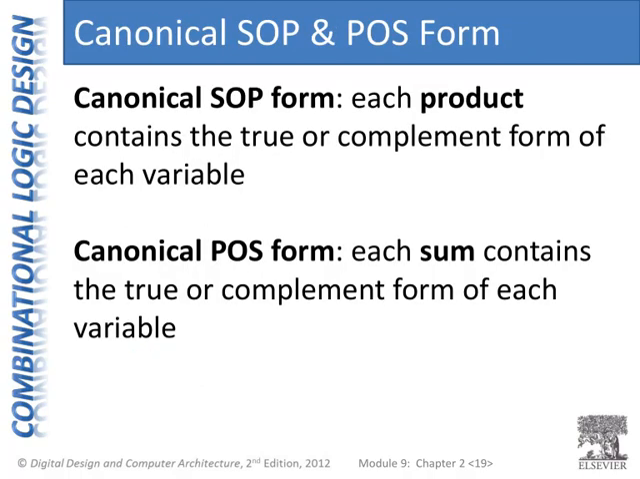So let's review our canonical SOP forms of equations, and this is the initial SOP form that we talked about. Canonical SOP form is when each product contains the true or complement form of each variable. These products we had a special name for, called minterms, where those minterms included a true or complement form of each variable. Canonical POS form is a product of sums where each sum contains the true or complement form of each variable. The sum, we had a special name for that, which was a max term.